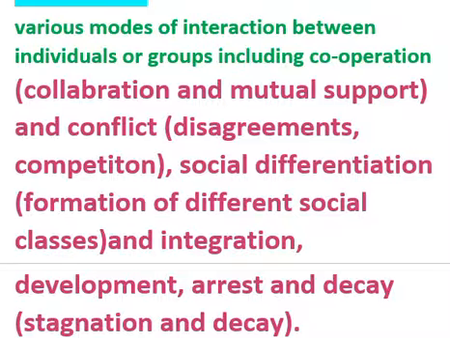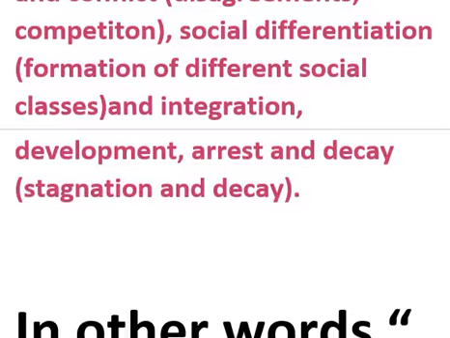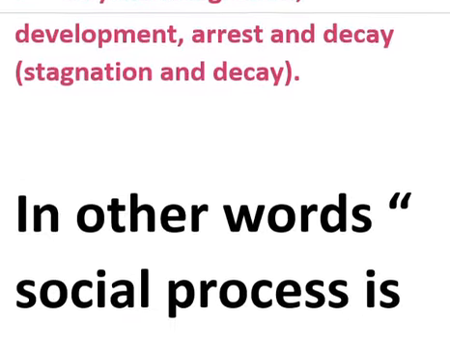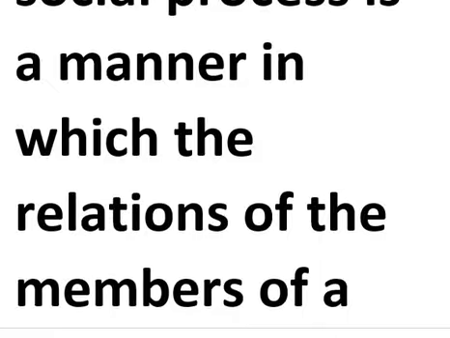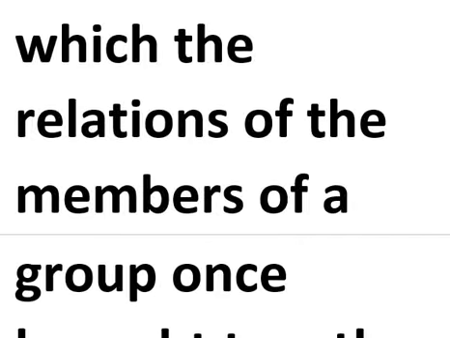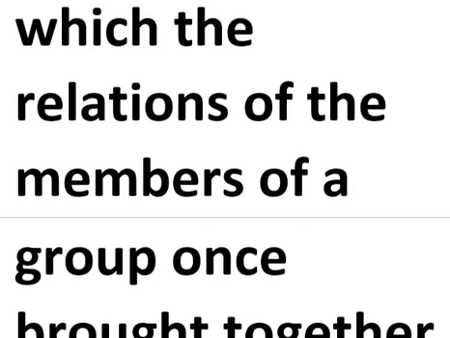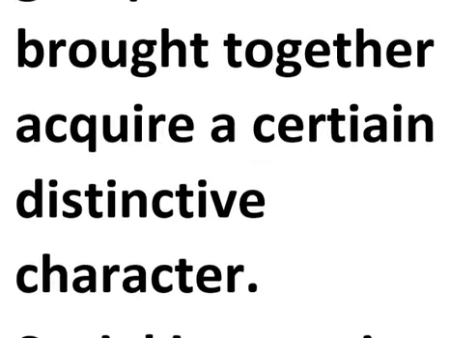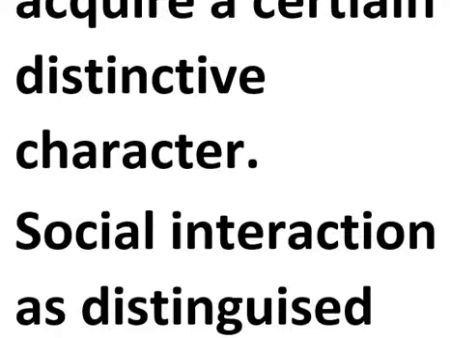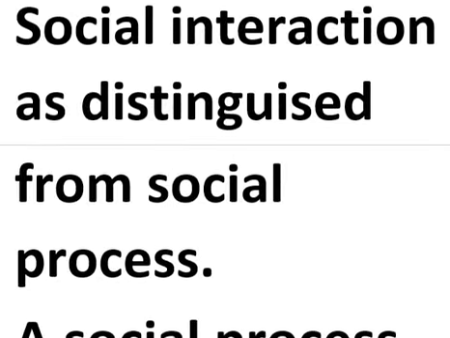Development is another kind of social process. Arrest and decay means stagnation, decay, etc. In other words, social process is a manner in which the relations of the members of a group, once brought together, acquire certain distinctive character. Social interaction is distinguished from social process.